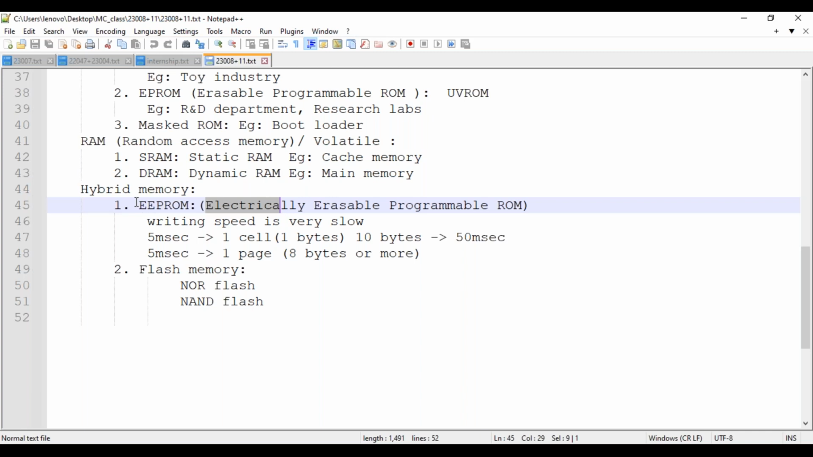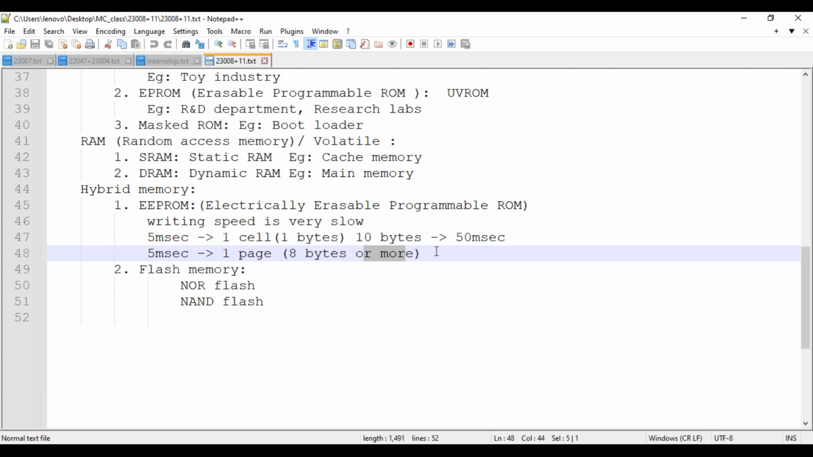But the problem with the EEPROM is it has a very slow writing speed. To write into one cell, I would say to write 1 byte of data, it approximately takes 5 milliseconds. So it consumes more time to have the data written. But because of its extensive use these days, some advancements have been made on the EEPROM also. These days it takes 5 milliseconds to write data to one page, and the size of the page can vary from 8 bytes or more.